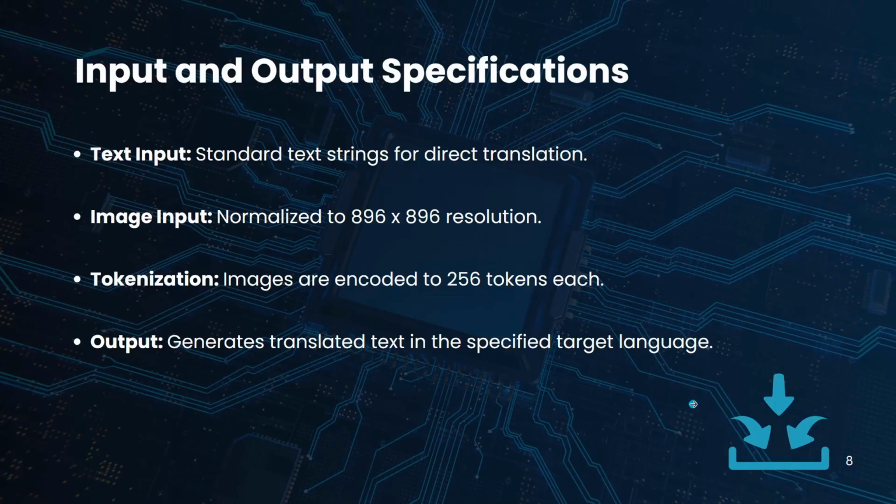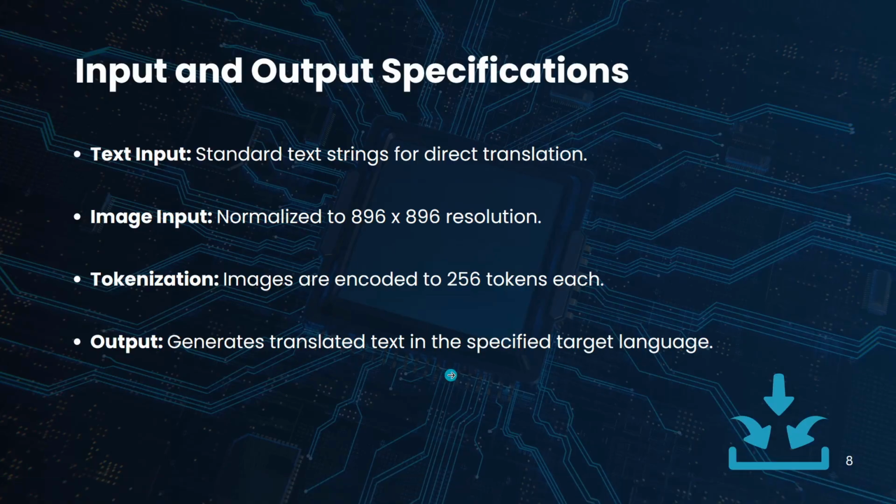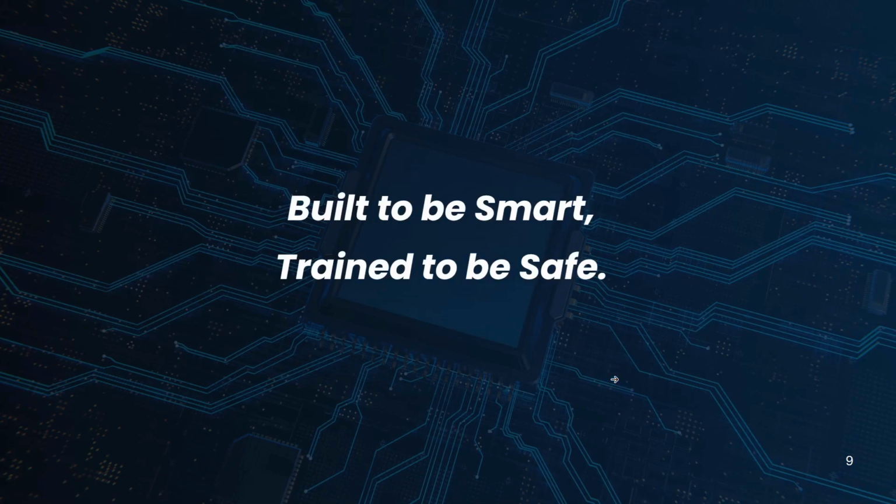So these are some of the specifications of the model. For the input, you need to provide it in a standardized format, and if you give an image, then it will be normalized to 896 by 896 resolution. For the tokenization, each image will be encoded to 256 tokens, and for the output, it will give you the translation in the language that you actually specified. This model is built to be smart and trained to be very safe.